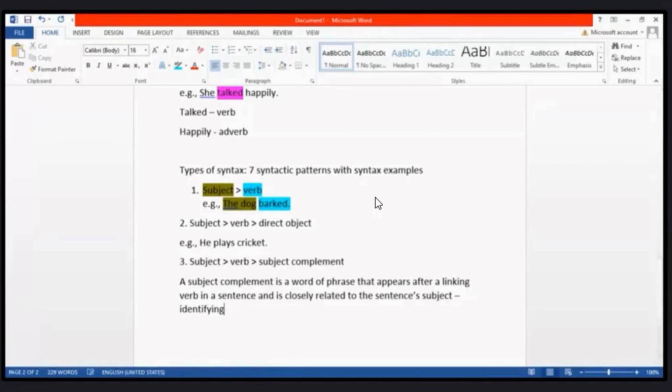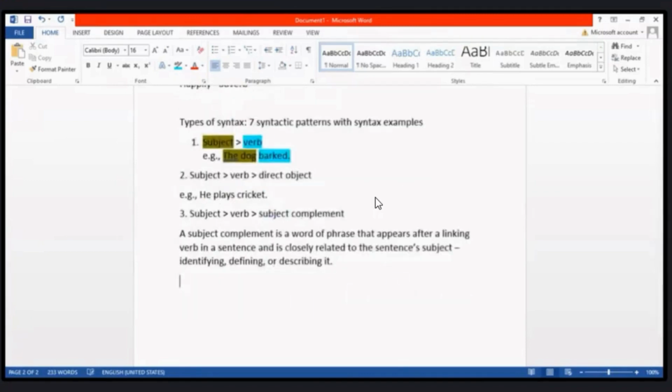Defining or describing it. So you might have a question: what is a subject complement? A subject complement is a word or phrase that appears after a linking verb. The linking verb acts like a bridge, linking the subject and the subject complement. That's why it is called a linking verb.